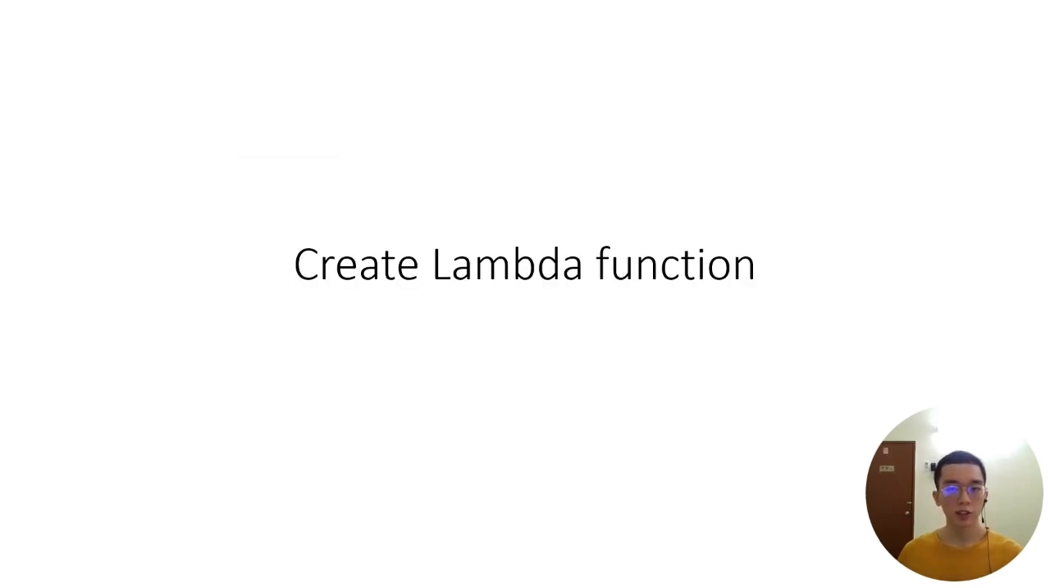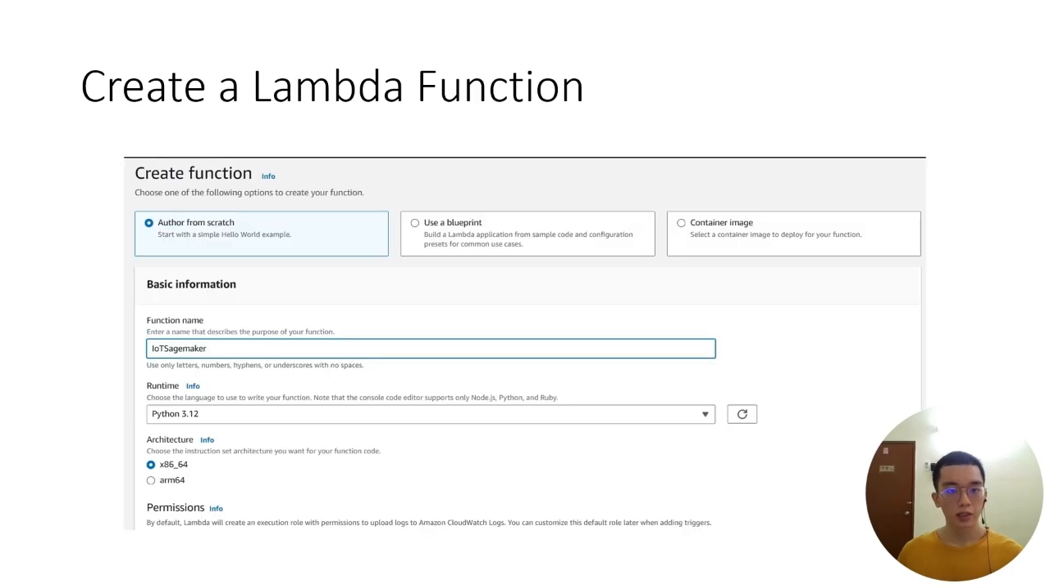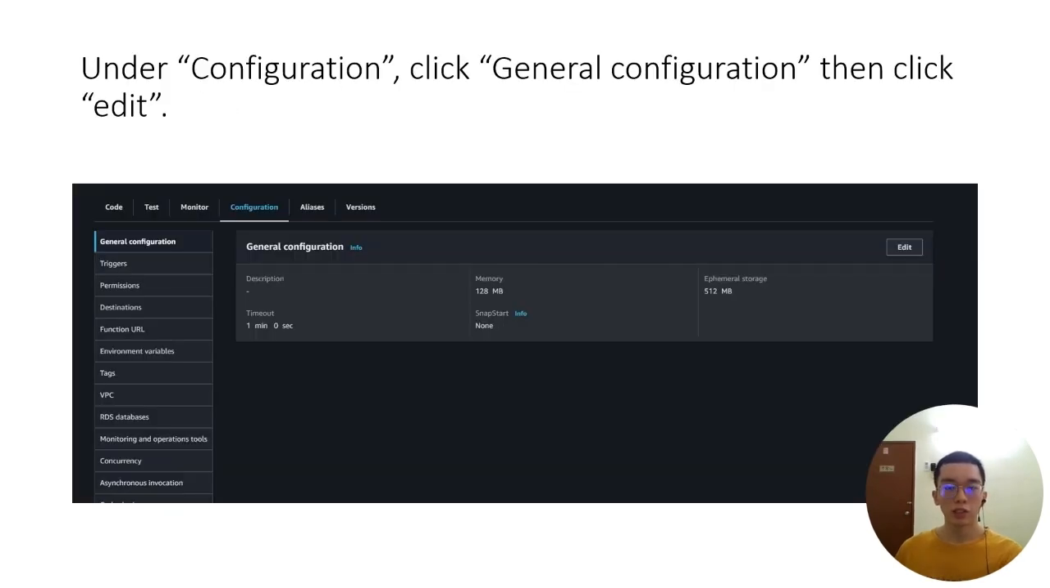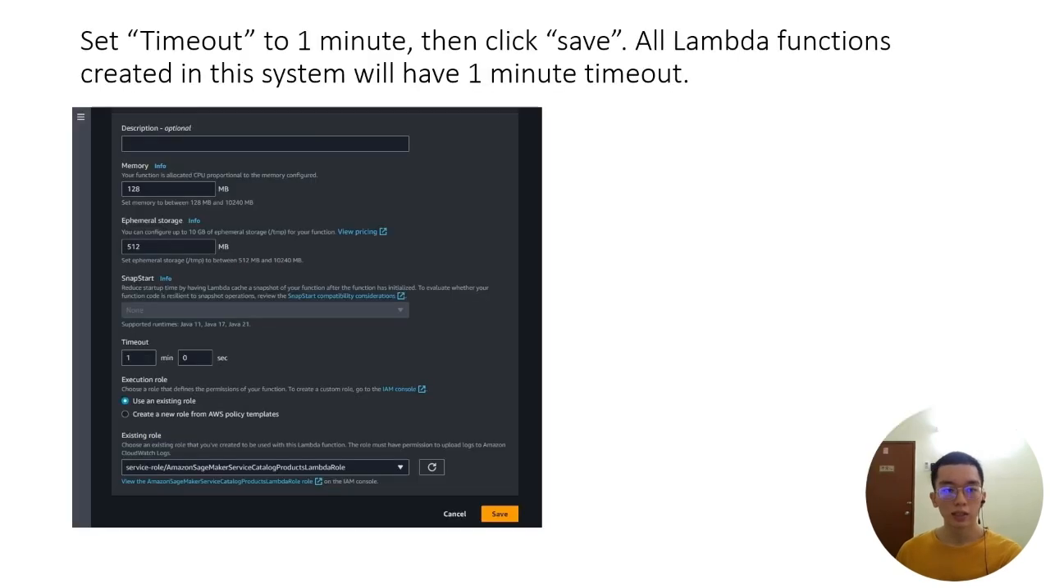First go to Lambda. Create a Lambda function, select Python, then continue. We can add a trigger, but it's not always a necessary action. Under Configuration, click General configuration, then click Edit. Set the timeout up to 1 minute, then click Save. All Lambda functions created in this system will have a 1 minute timeout.